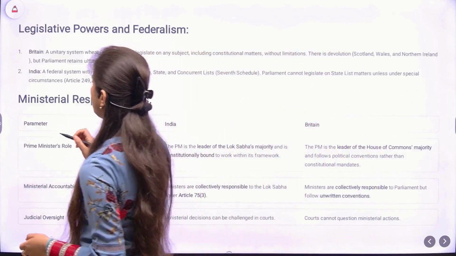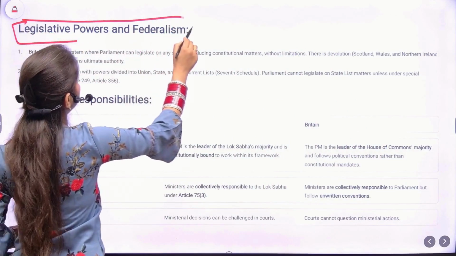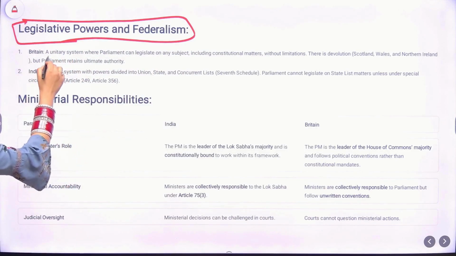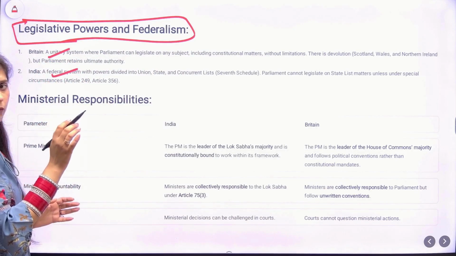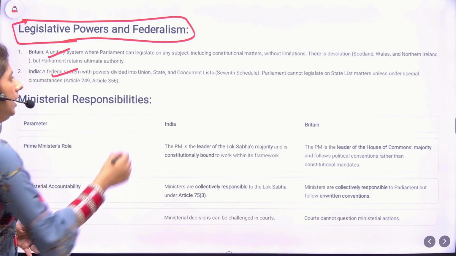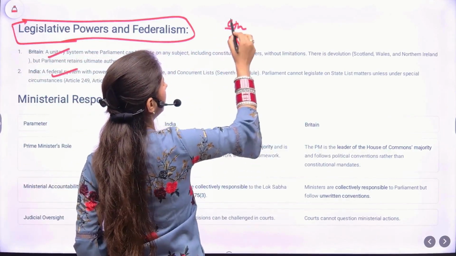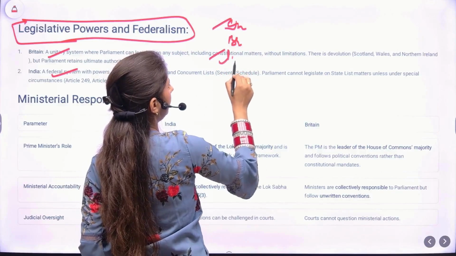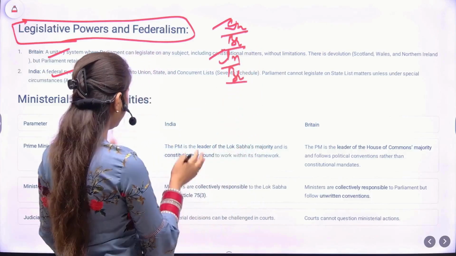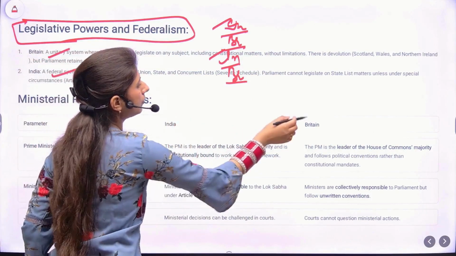Next up, I have presented a bullet structure as well. So we'll write another heading, that is legislative powers and federalism. Here in the bullet structure, since we have just one point of comparison, it's fine. But if you have multiple points of comparison, then you will have to repeatedly write the parameter, India, then Britain, then again the parameter, then India, and then Britain. So again and again you will have to repeat these words. But if you use such a comparative structure, then the repetition of the headings will be less.